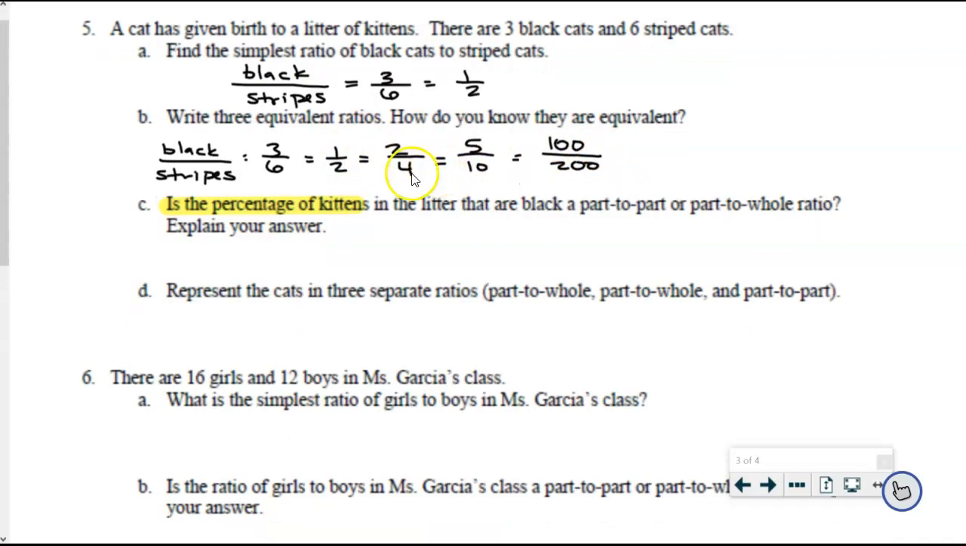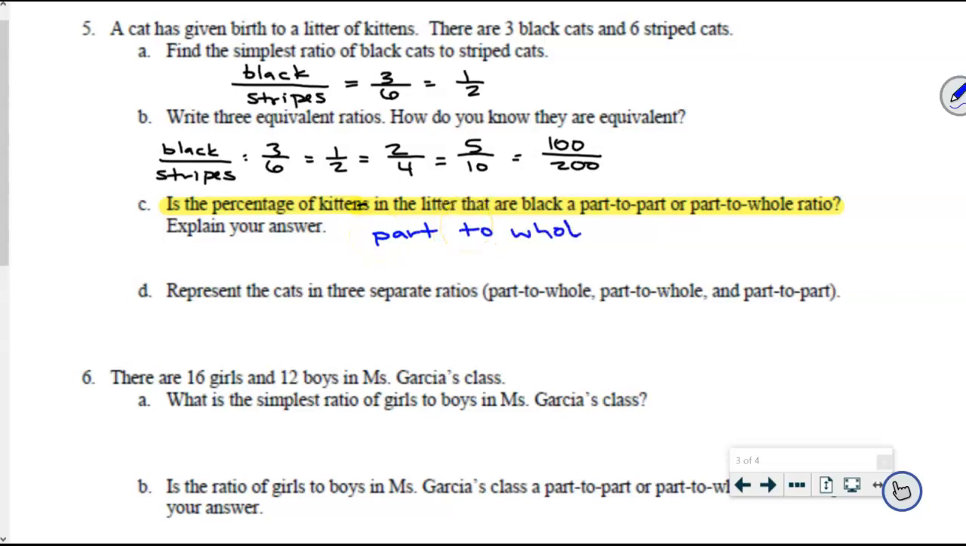But we need to talk about this word, the percentage. Is the percentage of kittens in the litter that are black a part-to-part ratio or a part-to-whole ratio? What do you think? I should see more hands. Same students. Let's start with Ryan. It's a part to whole because it's the percentage of how many total kittens are black or striped.